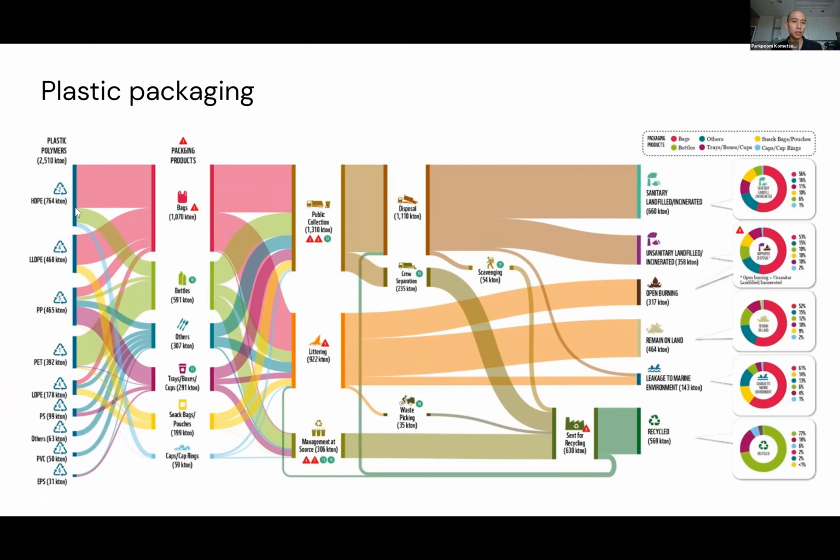From the left, you see the distribution of the amount of plastic polymer, by each type of polymer, being used to manufacture the packaging products. And this has also been shown as a stack showing the distributed amount of different types of packaging products like bags, bottles, and others, and so on.